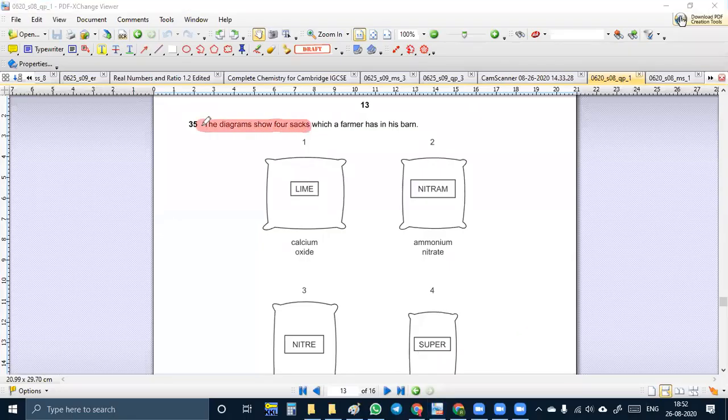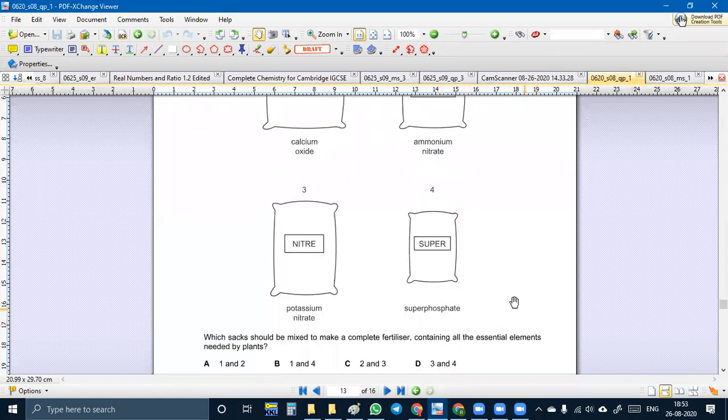The diagram shows 4 sacks which the farmer has on his farm. The names of the substances are given: calcium oxide, ammonium nitrate, niter is potassium nitrate, and superphosphate is ammonium phosphates. Now tell me which are the fertilizer elements.